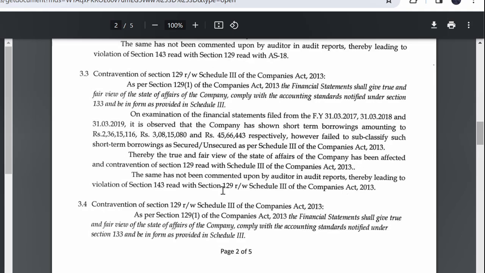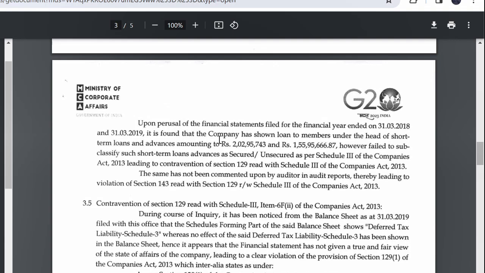This is the third. The fourth non-disclosure is related to short-term loans and advances. Again, the company has failed to classify short-term loans and advances as secured and unsecured. As per Schedule 3 also, short-term loans and advances as well as long-term loans and advances have to be classified as secured, unsecured and doubtful. If that has not been done, then it is a non-compliance. Again, the auditor has not commented in the audit report, so there is a violation of Section 143.